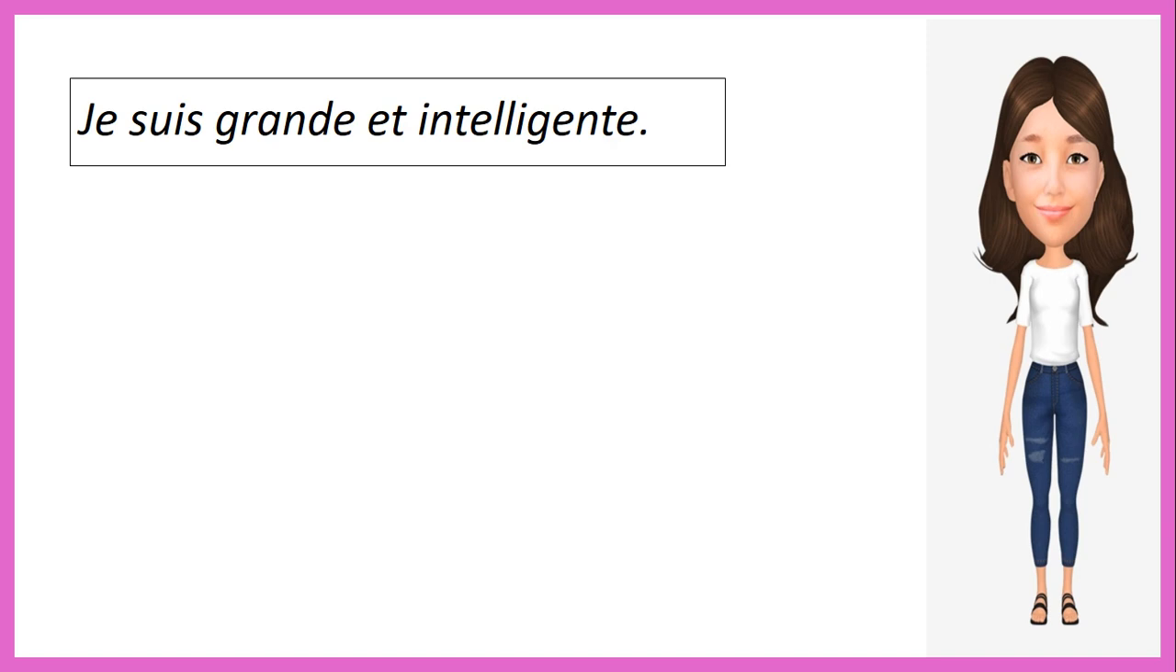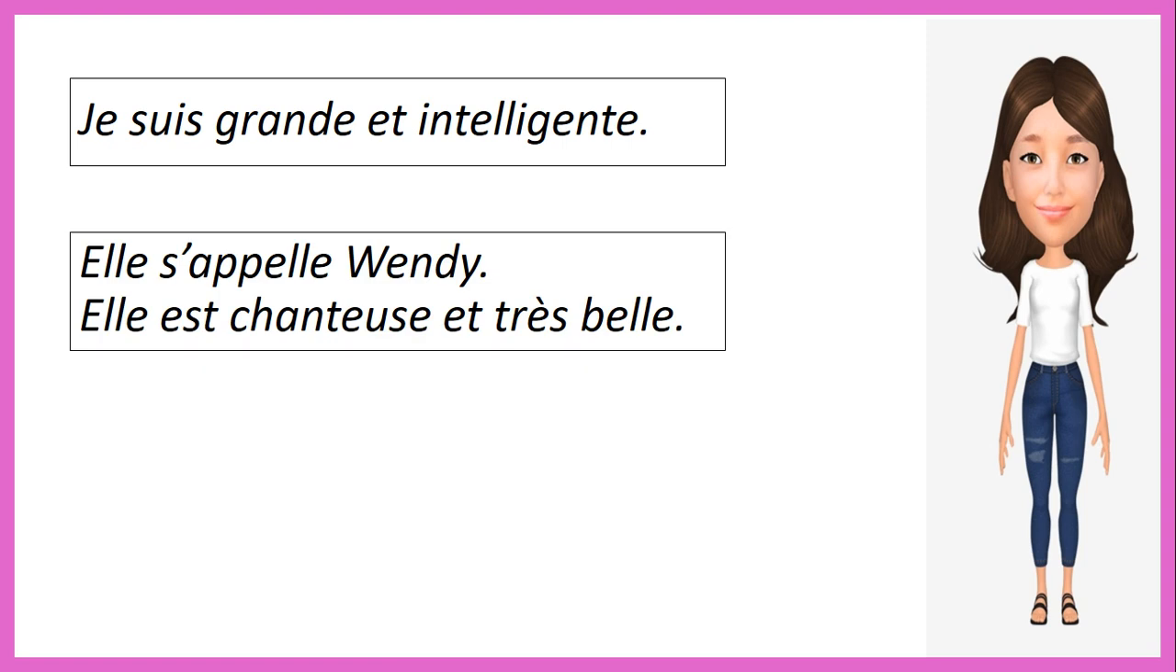Let's take a look at her. So she is Wendy. Let's see what she is saying about herself. Je suis grande et intelligente. I'm tall and smart. So, grande, it has an E. Intelligente has an E, which are the feminine forms of it. Now, I am speaking about her. Elle s'appelle Wendy. Her name is Wendy. Elle est chanteuse et très belle. She's a singer and she is very beautiful.